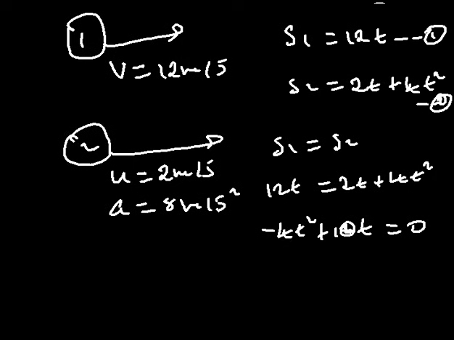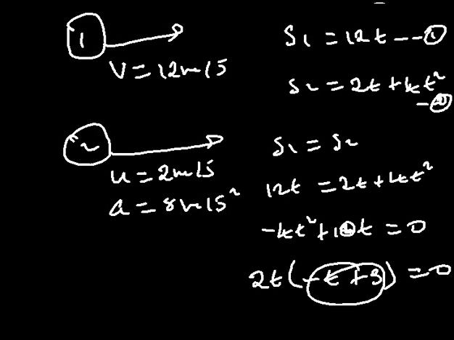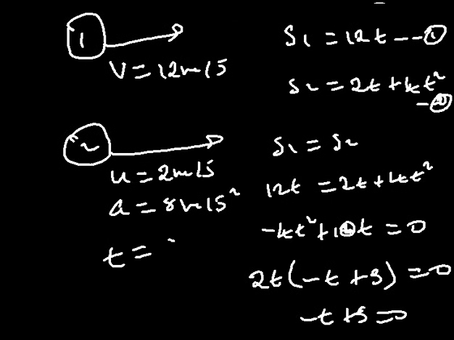Then from there we just have to factor out, and that should be actually 2d, times negative d plus 5, which is equal to 0. Therefore, we just have to concentrate on the positive value of d. That will be given as negative d plus 5 equals 0. Then d will be 5 seconds. So this is the time both have to travel before they overtake each other.